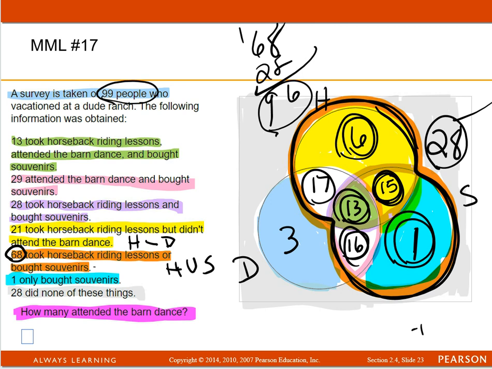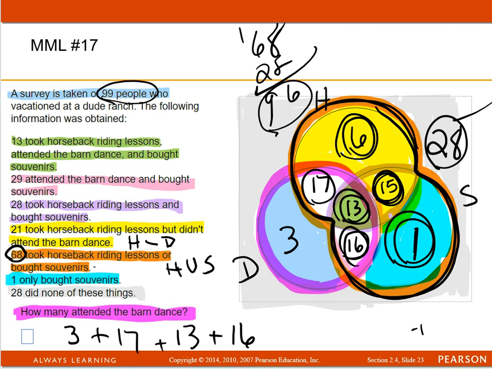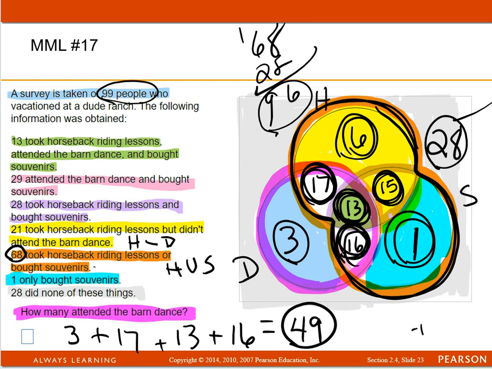Okay, barn dance, that was D, so that would be this circle here. And so inside that circle we have the 3 that I just found plus the 17, the 13, and the 16. Do you see them? 3, 17, 13, and 16. And so that's 10, 20, 30, 40, 46, and 3 is 49. So 49 people attended the barn dance. And that's how it's done.